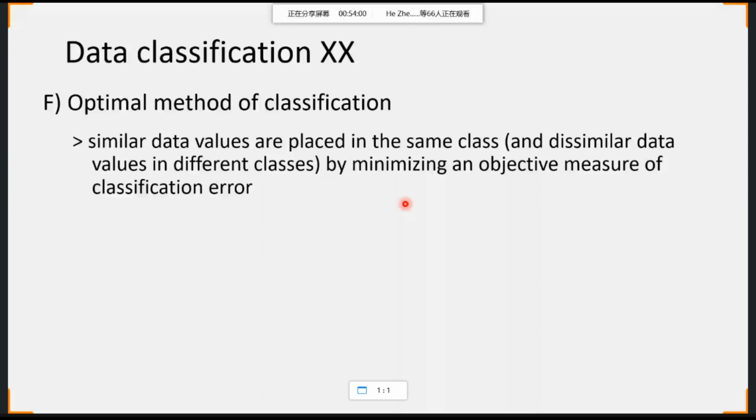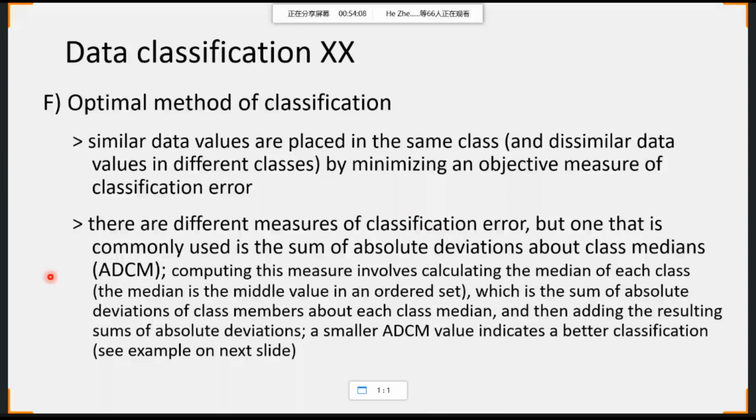There are different measures of classification error, but one that is commonly used is the sum of absolute deviations about class medians. This is abbreviated as ADCM. Computing this measure involves calculating the median of each class. The median is the middle value in an ordered set. We talked about that. It is the sum of absolute deviations of class members about each class median, and then adding the resulting sums of absolute deviations. A smaller ADCM value indicates a better classification.